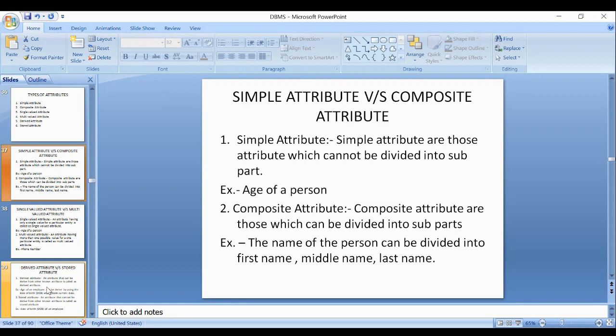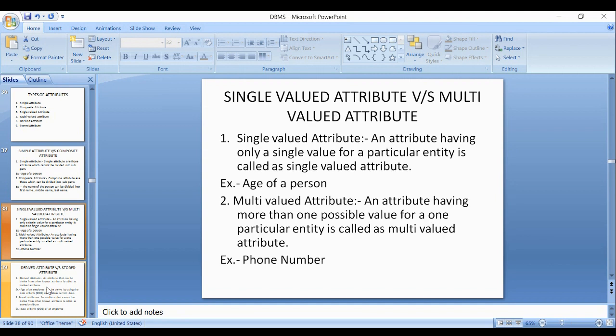Now coming to the difference between simple attribute and composite attribute. Simple attributes are those attributes which cannot be divided into subparts. Example: age of a person. Composite attributes are those attributes which can be divided into subparts. Example: the name of the person can be divided into first name, middle name, and last name.